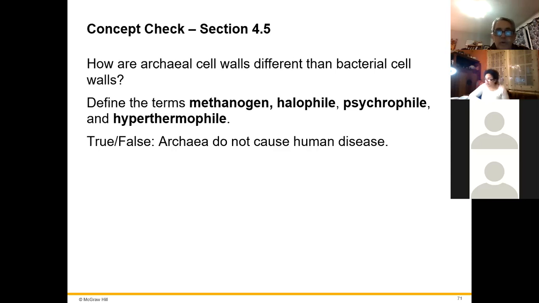So the terms, we'll go over the definitions. Methanogens are archaea that are capable of taking CO2 and making it into methane gas. Halophile, phile means loving. Halo refers to salt. They love salt. Psychrophile is cold. They love cold. And then there are the hyperthermophiles. They love really hot temperatures.